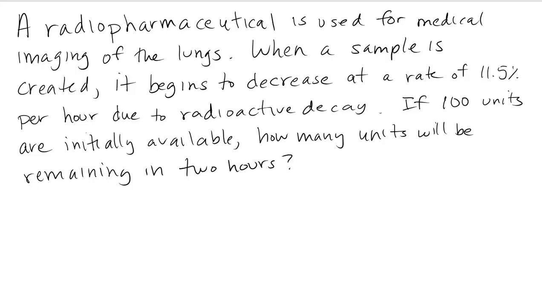So this radioactive isotope is injected into the body so that you can do this imaging. But because it's radioactive, it decays away. And so when this radiopharmaceutical is created, it immediately starts to decrease in size. That decay is happening at an instantaneous rate, and so we want to use that same formula, Q equals Q sub 0 e to the RT.